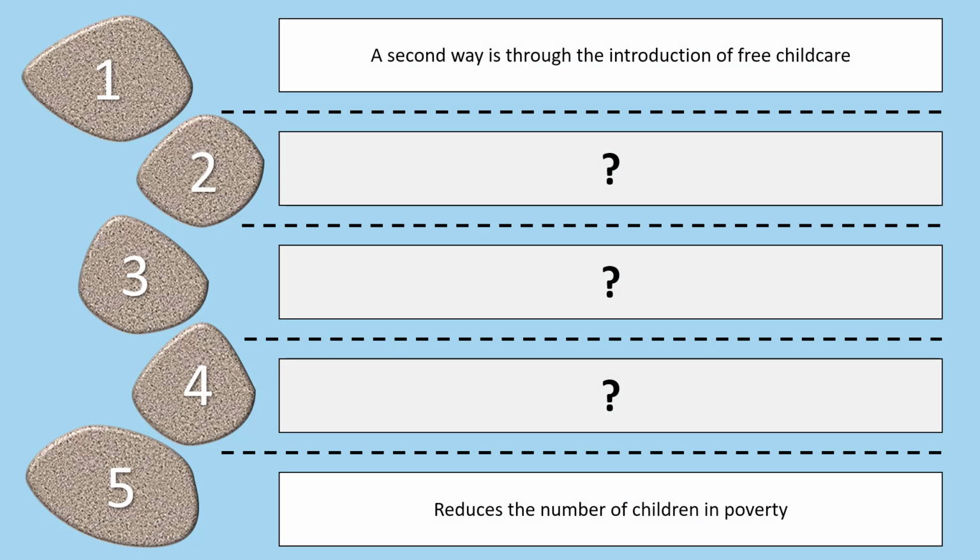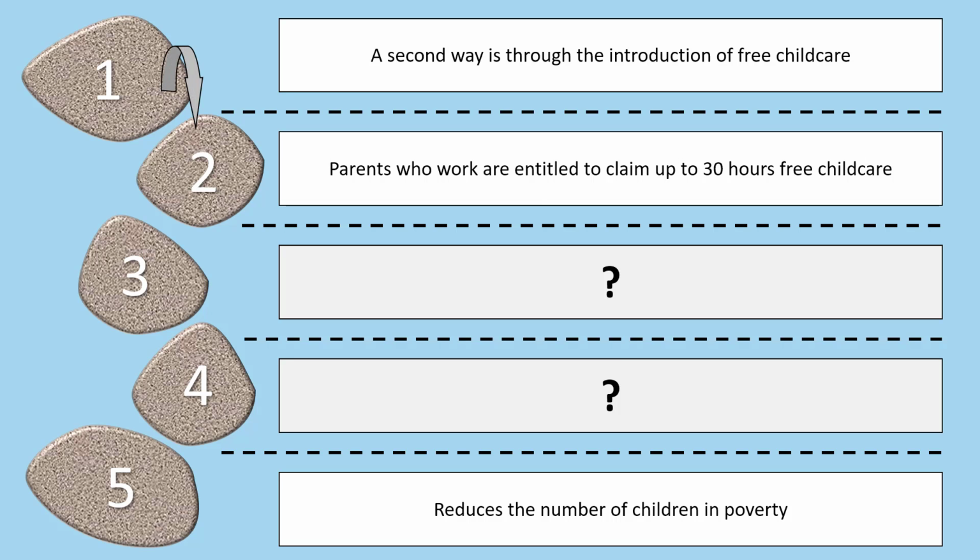So a second way is through the introduction of free childcare, and this time we're going to look at how it reduces the number of children in poverty. So how might the introduction of free childcare reduce the number of children that are in poverty? Well, what we can look at here is the Conservative policy that introduced up to 30 hours free childcare for parents who are working. This includes lone parents and families where both parents work.